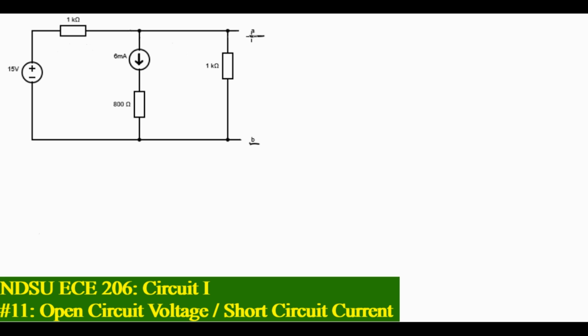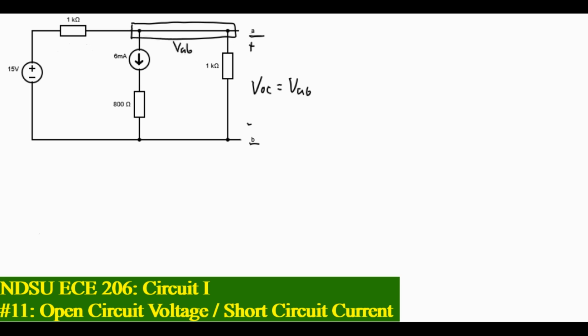Alright, our first step is going to be solving for the open circuit voltage, or we can just call it VAB. It's the voltage across terminals A and B. By inspection, VAB or VOC is going to be equivalent to the voltage across this 1K resistor as well as the voltage across the 6 milliamp source and 800 ohm resistor. So let's just label that as a node right up here.